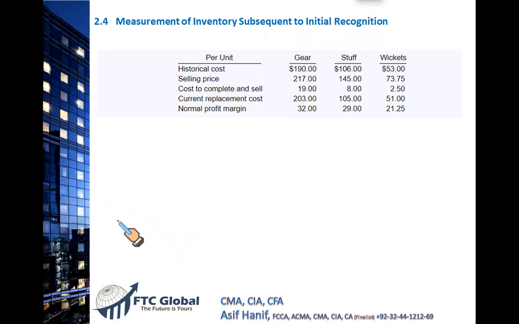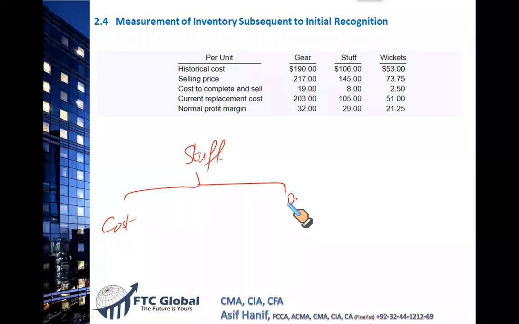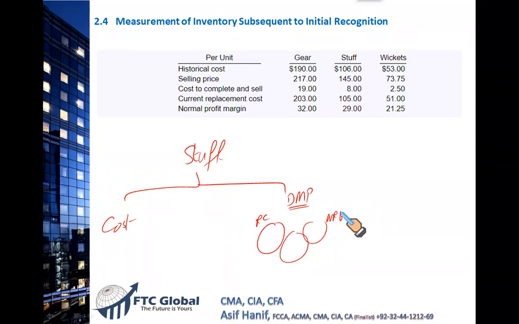Now, let us move on to the next item, stuff, and see what we can do with it. All right, so for stuff, let me write it down again. Here we go. This is stuff. You keep cost on one side and you keep the designated market price, DMP. That's the exact word used in the US standard. Now let's write down these three bubbles in any order. Let's take replacement cost first, NRV here, and NRV minus normal profit margin.